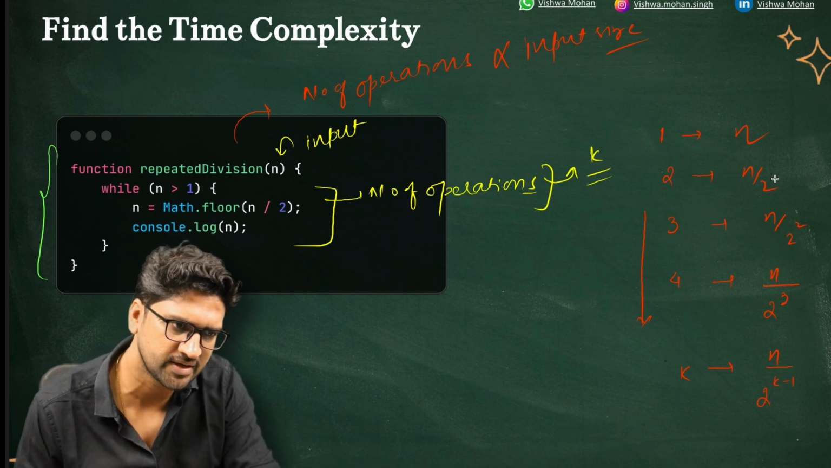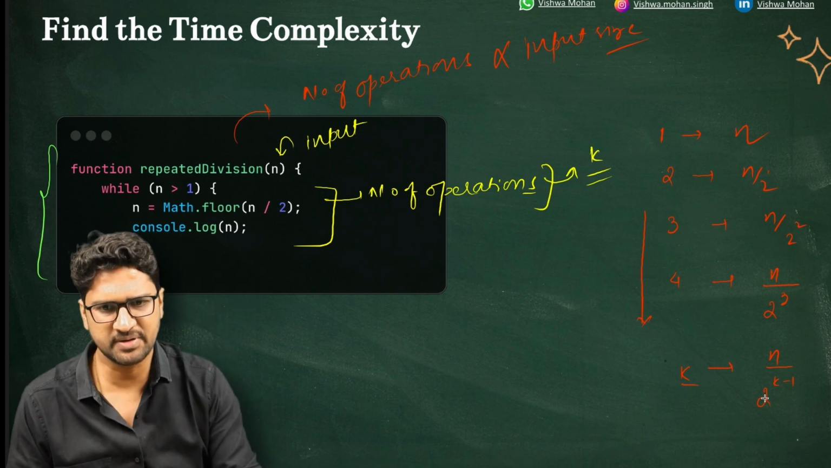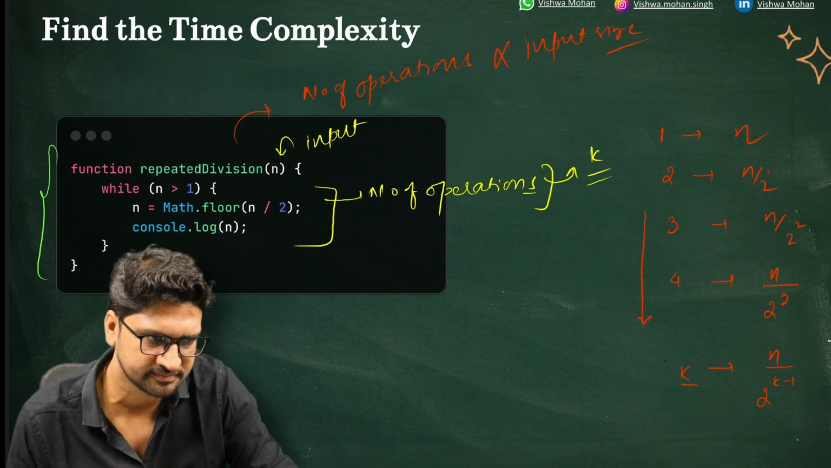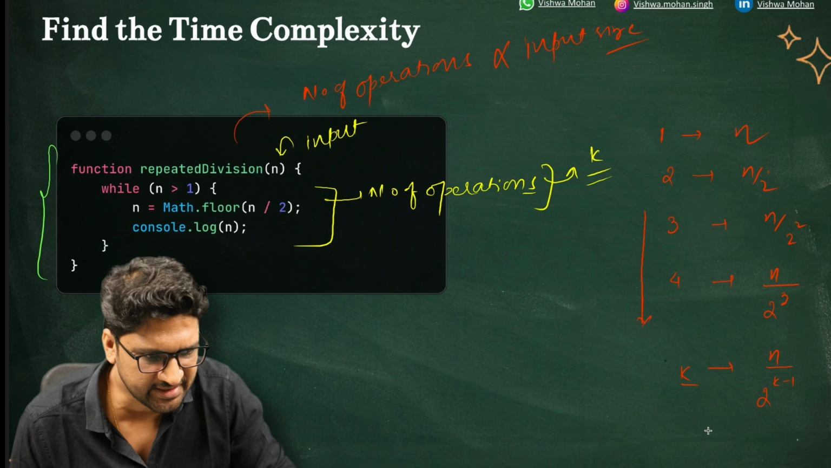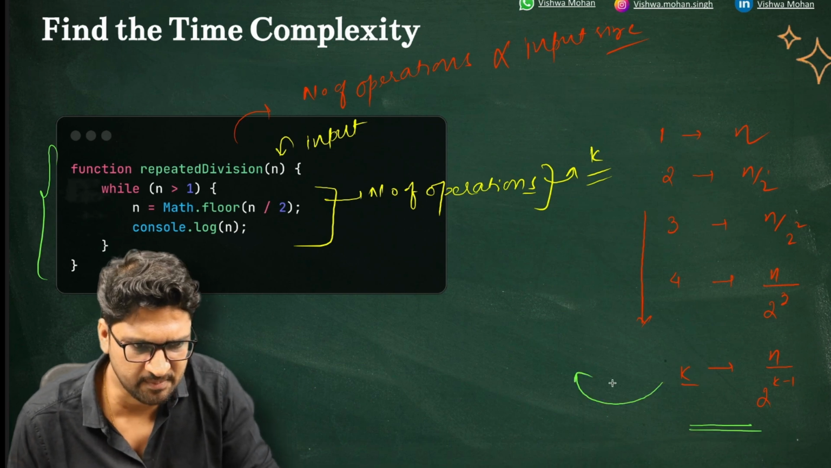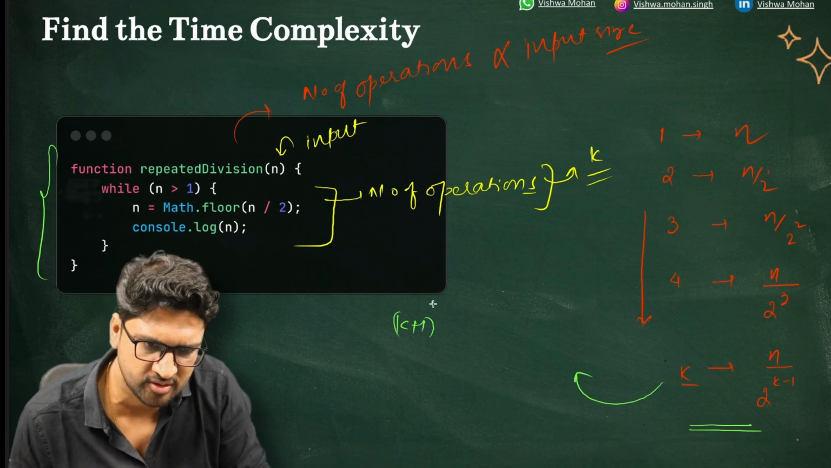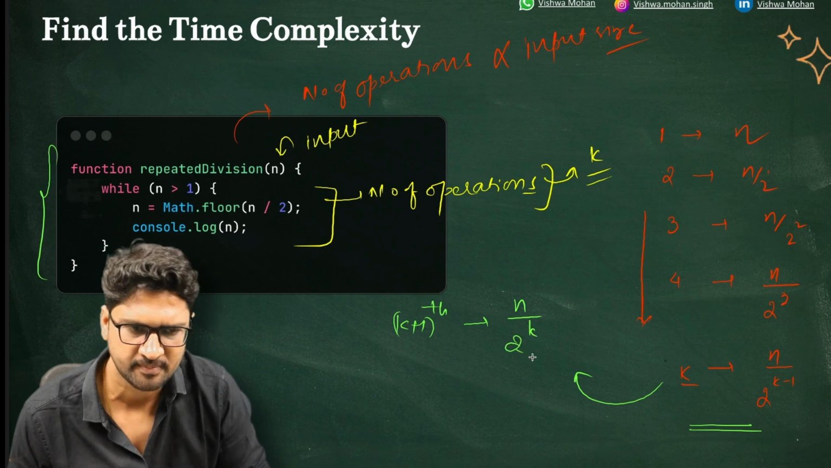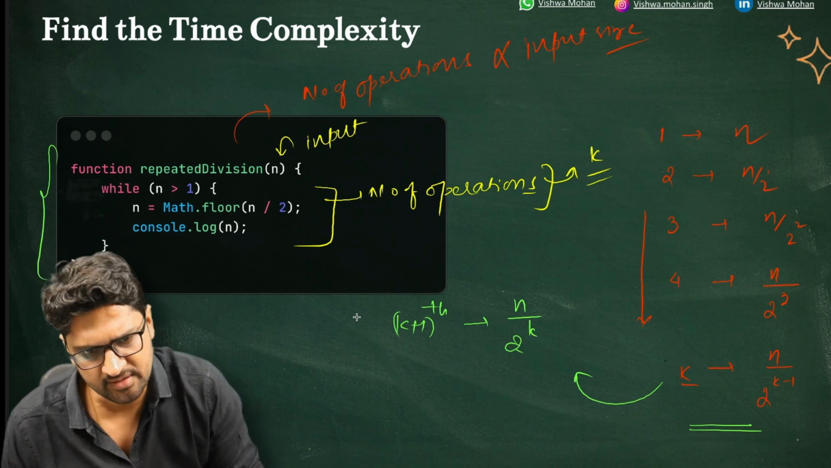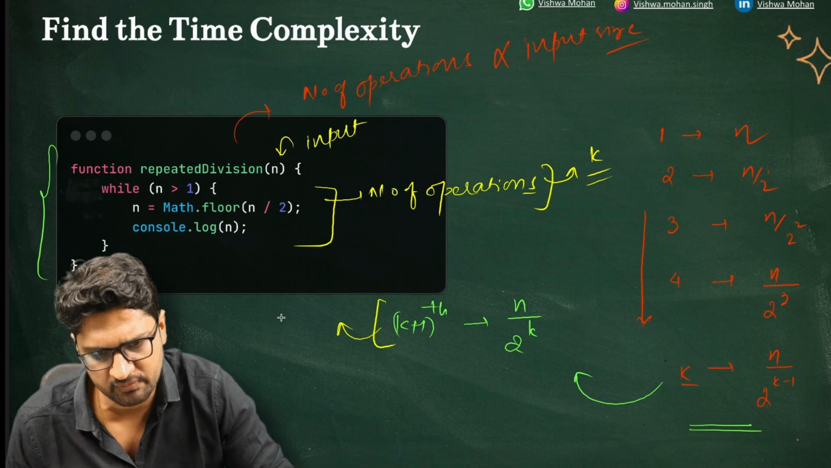When it is 2, then it is 1. When it is 3, then 2. When it is 4, then it is 3. When it is k, then it is k minus 1. So these many times the while loop runs. So this k time the while loop runs, right? So the k plus 1th time, this becomes equal to n by 2 to the power k.